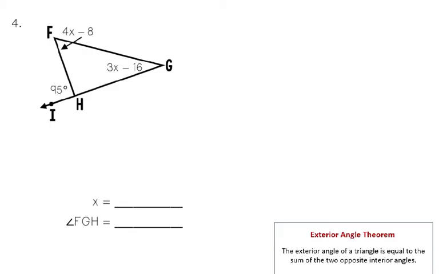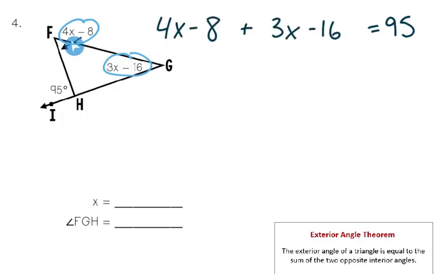We're going to start by setting up an equation that helps us solve for x. So we're going to start by using the exterior angle theorem. Let's figure out which one of these is the exterior angle. 95 is the exterior angle. The theorem says that the two remote interior angles add up to be 95. So go ahead and write that as an equation. I just put the 4x minus 8, that angle, plus the other remote interior angle, 3x minus 16, equals 95, the exterior angle.